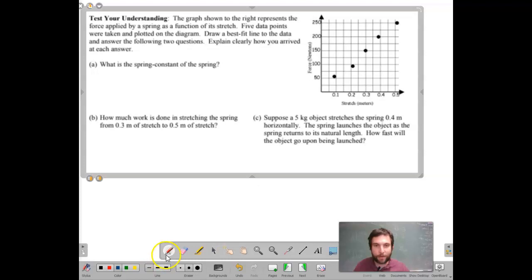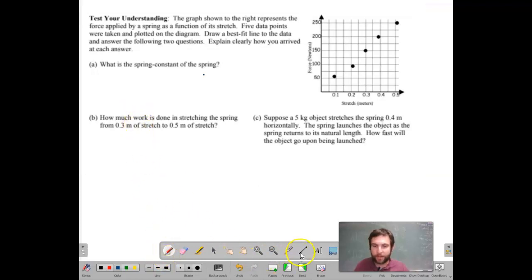The graph shown to the right represents the force applied by a spring as a function of its stretch. 5 data points were taken on the plotted diagram. Draw a best fit line to the data and answer the following 2 questions.